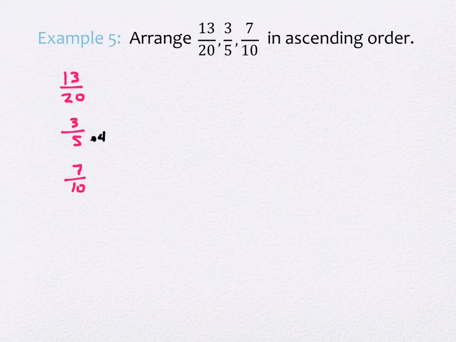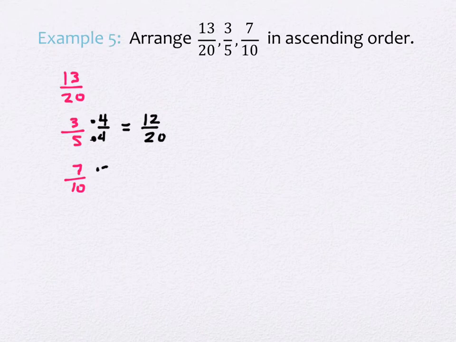Right, and now I want you to be real careful. We're multiplying it by 4 over 4, right? So be careful not to say multiply by 4, because we want both the top and the bottom both multiplied by 4. So that's 12 over 20. How about the 7 over 10? Right. Multiply by 2 over 2. So that gives me 14 over 20.